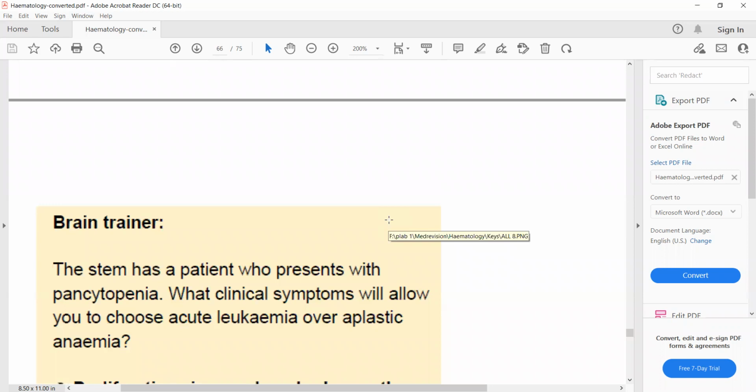So now a very important point. If in the PLAB 1 exam, the stem has a patient who presents with pancytopenia, what are the clinical signs and symptoms which will allow you to choose acute leukemia or aplastic anemia? Remember that in leukemias, there is formation or excessive proliferation of lymphoblastic cells or myeloblastic cells.